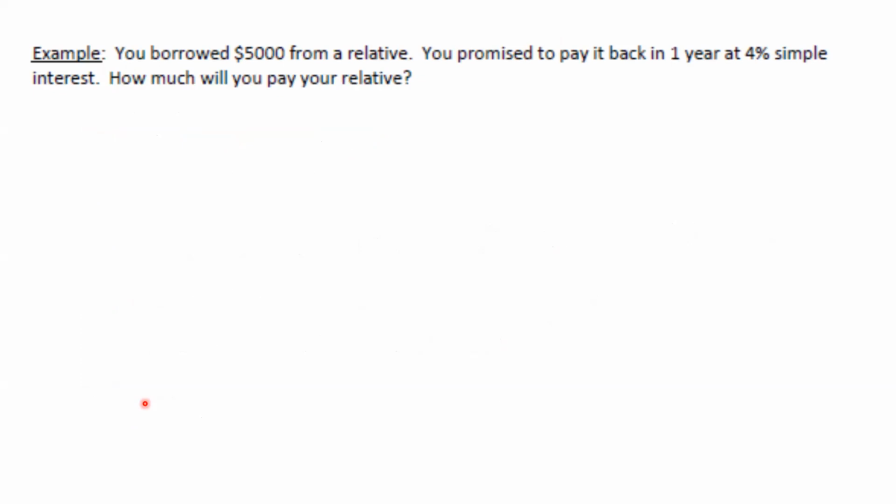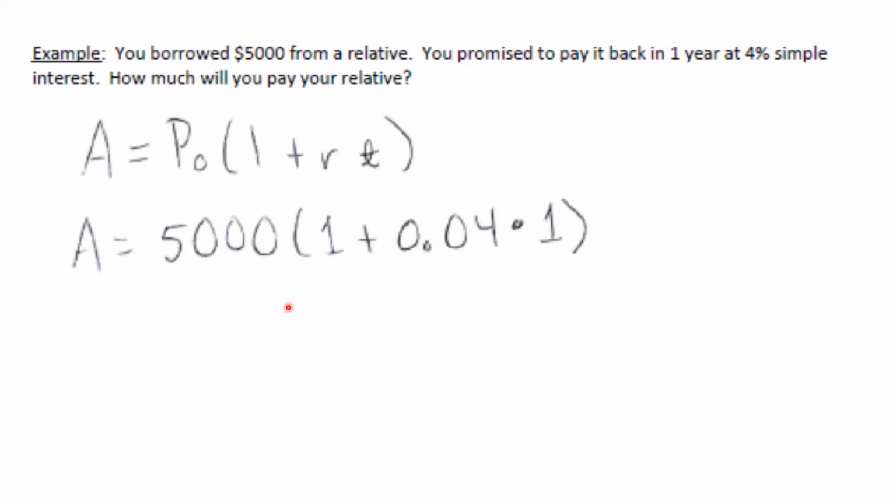All right. So you borrowed $5,000 from your relative. You promised to pay it back in 1 year at 4% simple interest. Make a note that your T is going to be in years here. Year is our unit. That's kind of an important deal. We're going to end up using this formula here to see how much we're going to pay our relative. We're not asking about how much interest we've gathered. We want to know how much we're going to pay the relative.